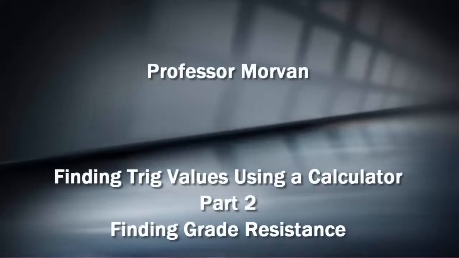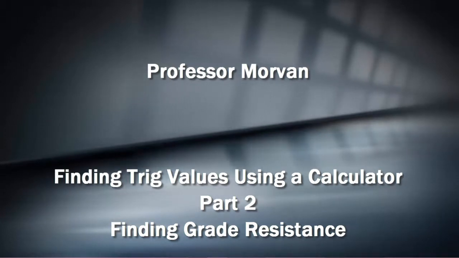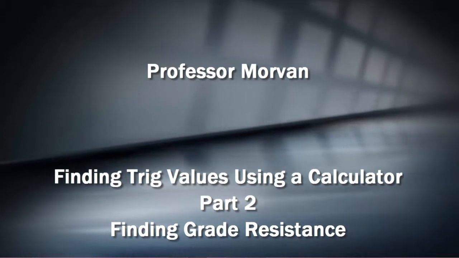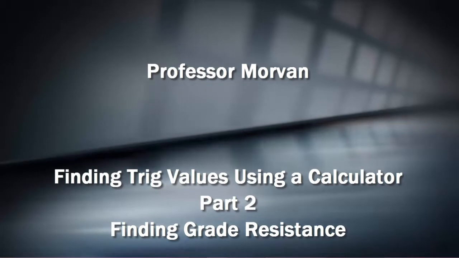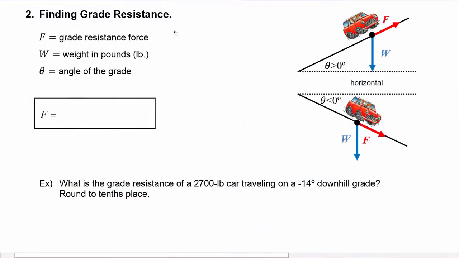In part 2 of our lesson on finding trig values using a calculator, we're going to cover finding grade resistance. Now, when a car travels uphill or downhill, it experiences a force due to gravity called the grade resistance force. And we're going to let letter F represent the grade resistance force in our pictures.